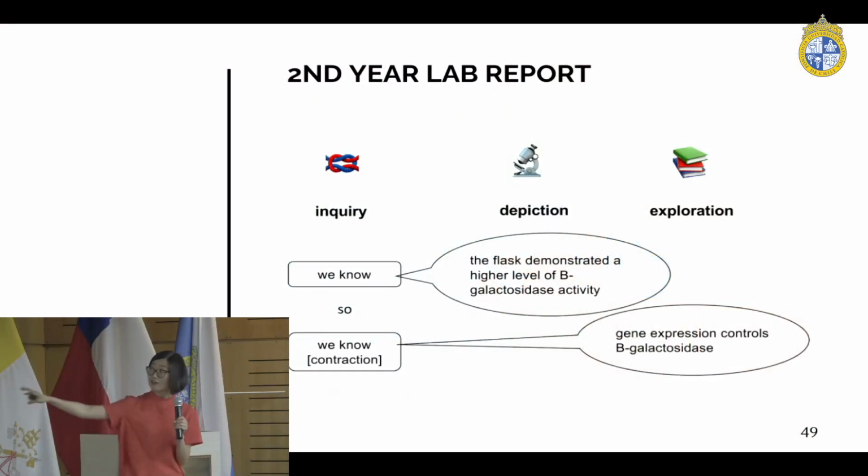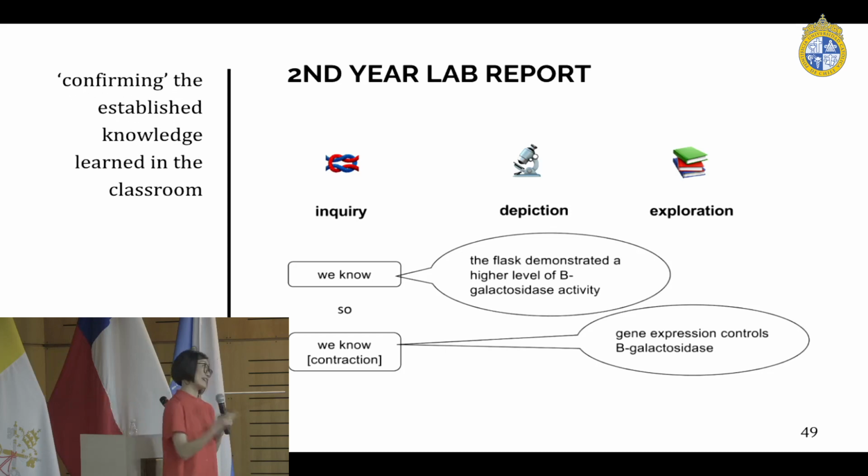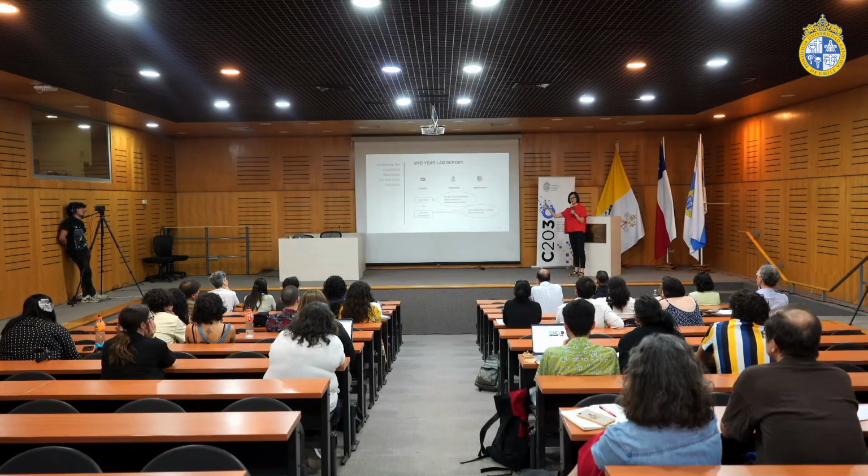All right, so here students, again, they say we know because this is what they learned in the lecture, yeah, and they know this before they do the experiment. This basically confirms, right, what they learned. The experiment is just practice in how to do the experiment. Now we have a shift from depiction to exploration, making connection between what you do in the experiment with the knowledge that you learned in the lecture.